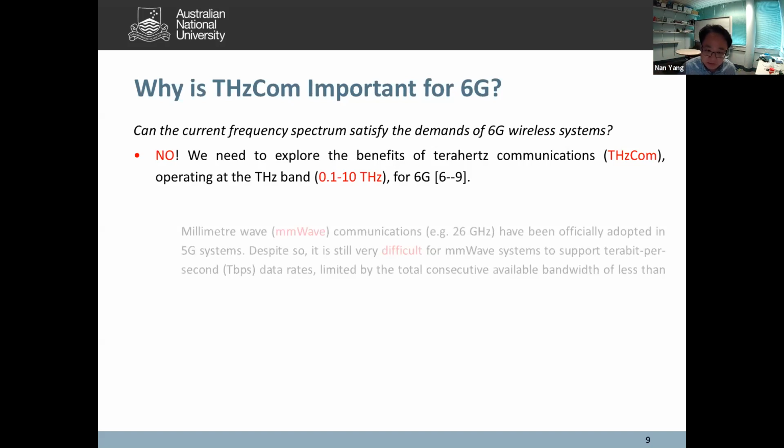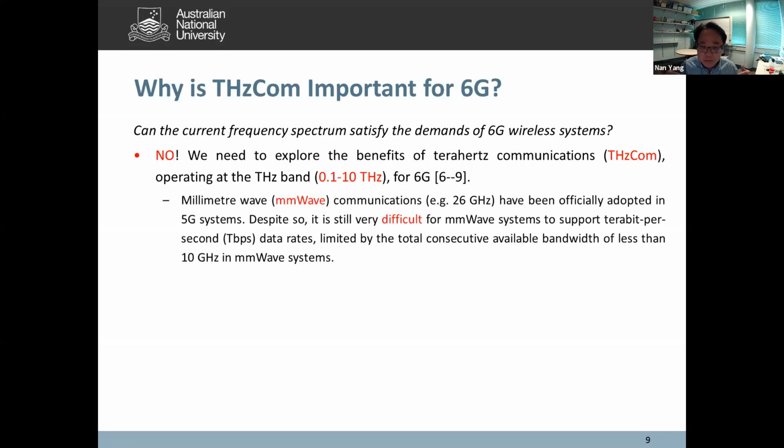From my perspective, I admit that millimeter wave has been officially adopted in 5G. For example, in the United States and some other countries, they have provided 5G service based on a carrier frequency of 26 gigahertz. But despite this prospect, it is still very difficult to use millimeter wave to support terabit per second data rates. It is very hard.